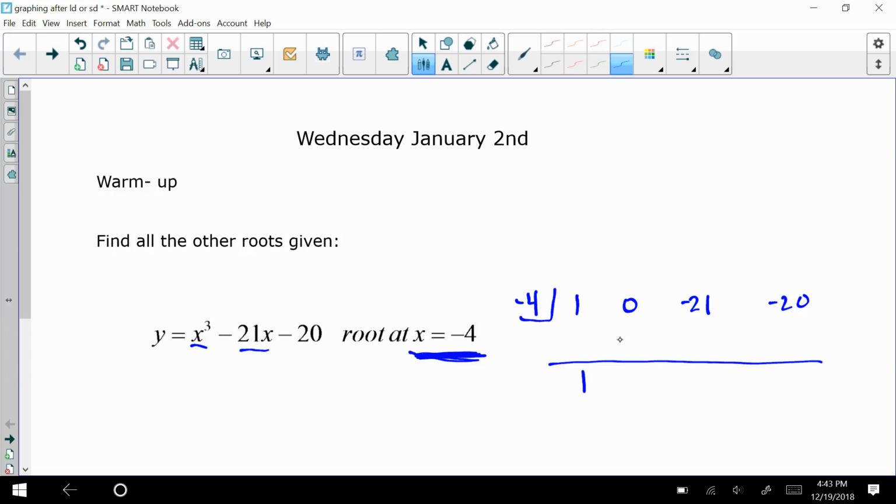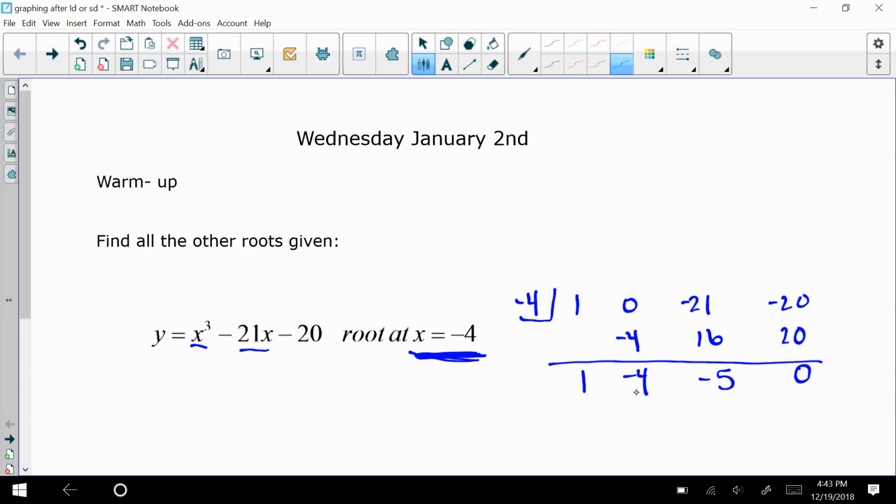I start by bringing down the 1, and I alternate between multiplying and adding. So 1 times -4 is -4. Add that to 0. -4 times -4 is 16. -21 plus 16 is -5. And -5 times -4 is +20. And there's a reason why this adds to 0. That's because I already told you that -4 is going to work because it is for sure a root.